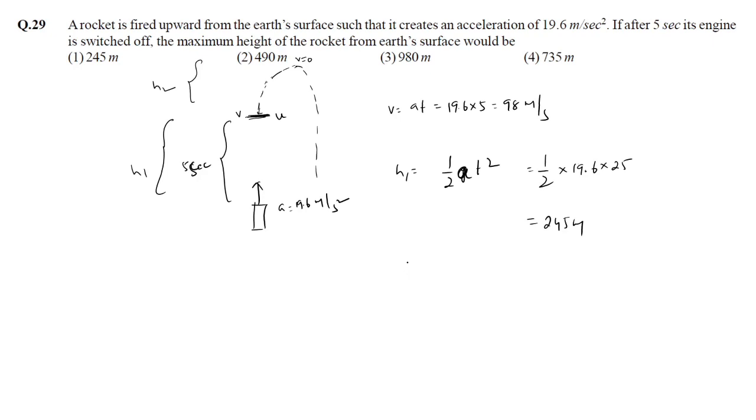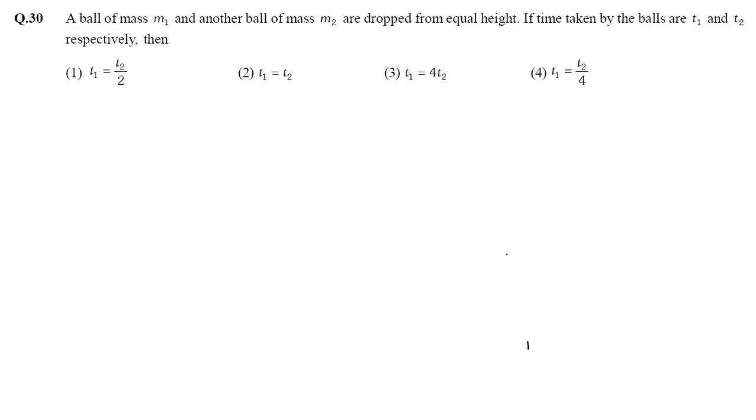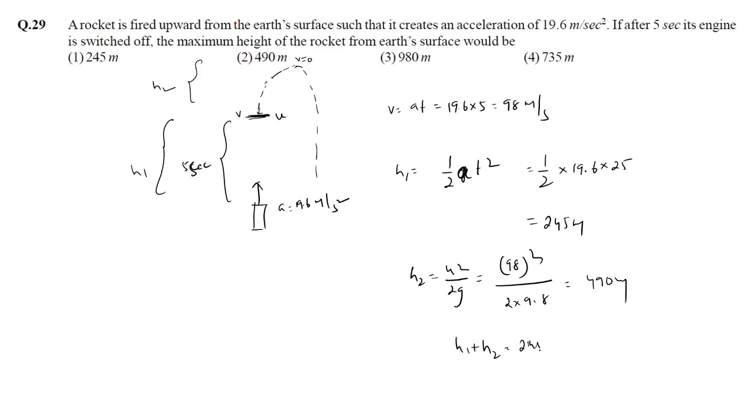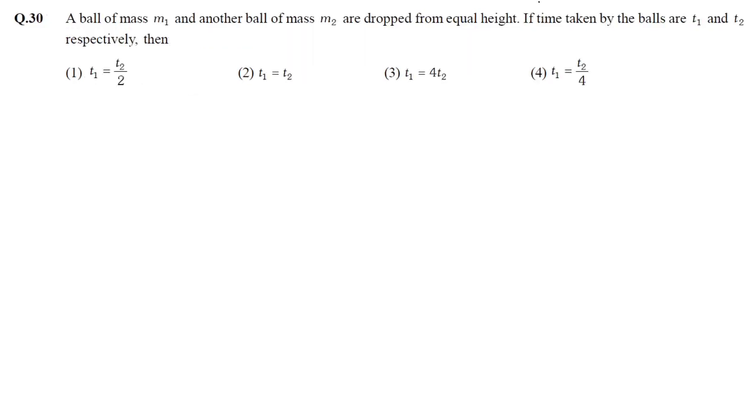Similarly, we will try to find out h2. It is u square by 2g. So u is 98, whole square, divided by 2 into 9.8. So it will be around 490 meter. So h1 plus h2 will be 245 plus 490. So it will be 735 meters.